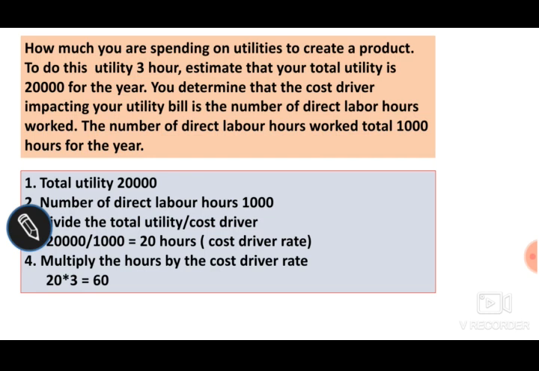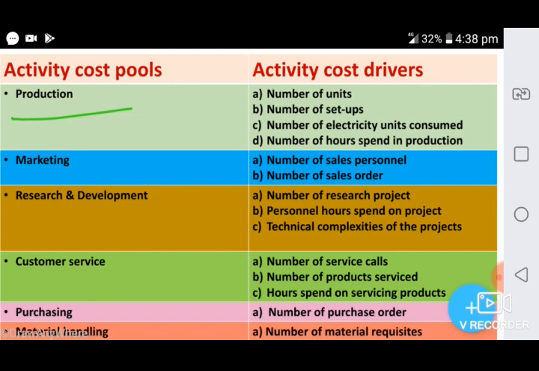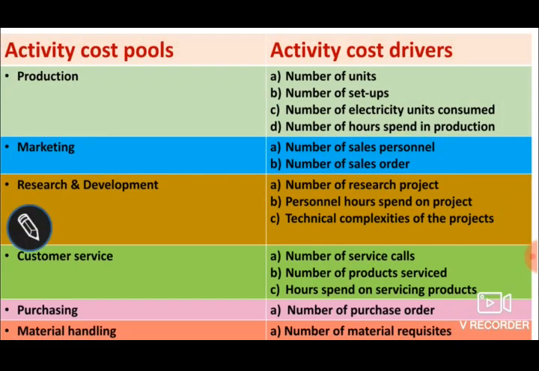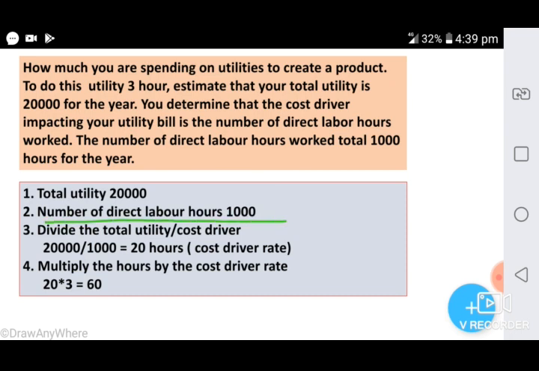So first you have to identify the activities which are necessary to create a product. So the activity is total utility, that is 20,000. Then identify the cost driver. And here in this question the activity is production. What are the cost drivers of the activity of production? Number of units, number of setups, number of electricity units consumed, number of hours spent in production. In this question, the cost driver is the number of labor hours spent in production. So our cost driver is number of direct labor hours, that is 1,000.